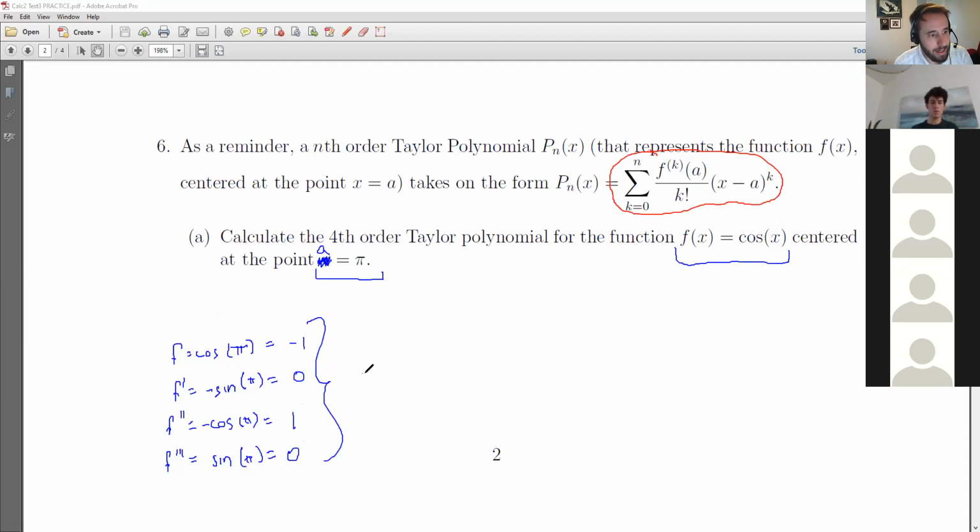And so we would get -1, that's our first term, plus 0, that's our second term, plus 1 over 2 factorial, x minus pi squared, plus 0, that's our third term. Oh, and because this is p sub 4, we'll actually need a fourth term. So f to the fourth derivative, which we'll often write as f parentheses 4. That's cosine again. I need cosine of pi, so that's going to be -1. So finally, we would end up with a negative 1 over 4 factorial x minus pi to the 4th.